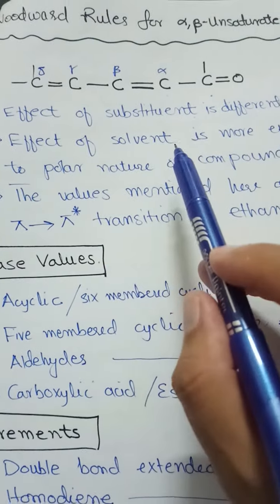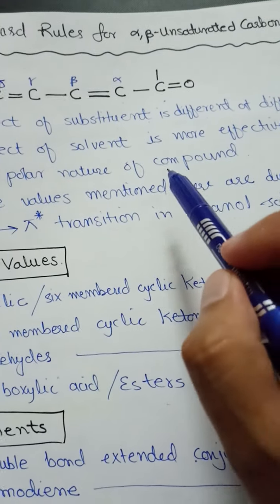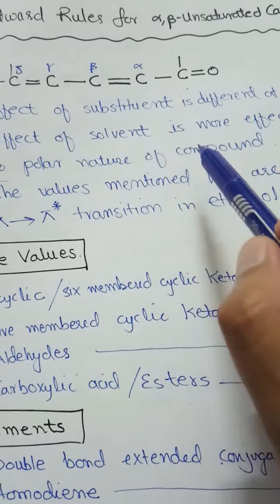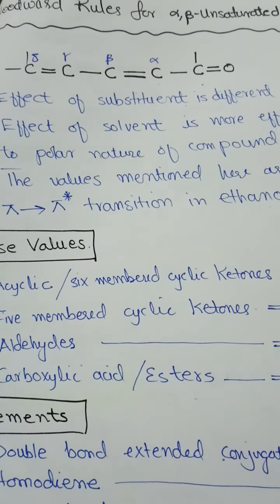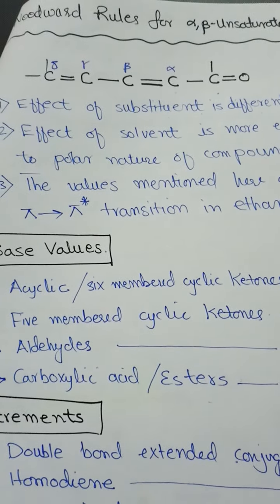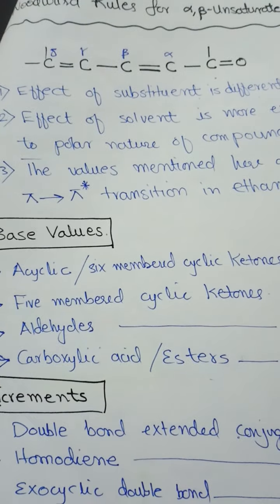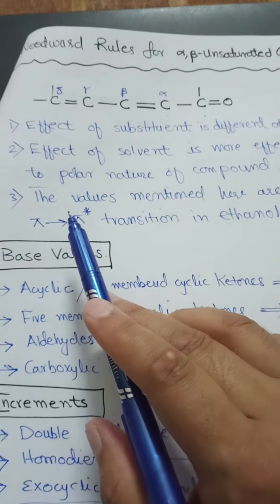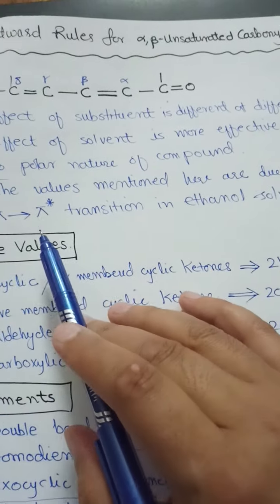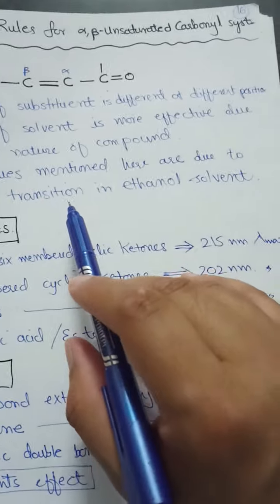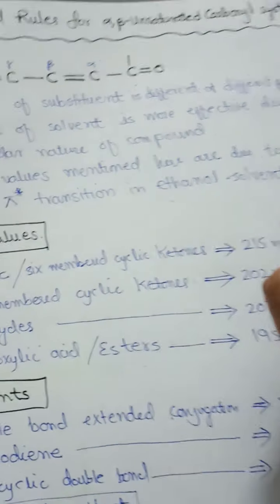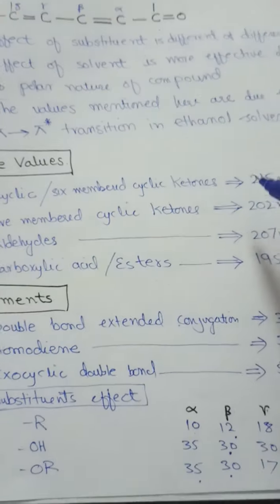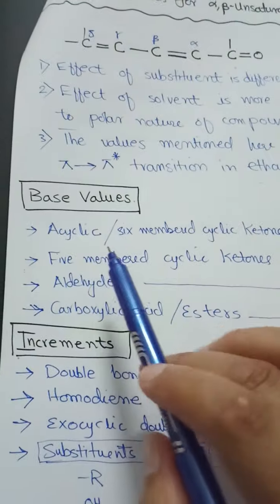And the other thing is the effect of solvent, which is also effective in this case because of the polar nature of the carbonyl group. So in this case, the more polar the solvent, the more the lambda max will be increased, or bathochromic effect will occur. And the next thing is the value mentioned here will be from pi to pi star transition, and the solvent will be ethanol. So we are going to give the base values according to ethanol solvent system.